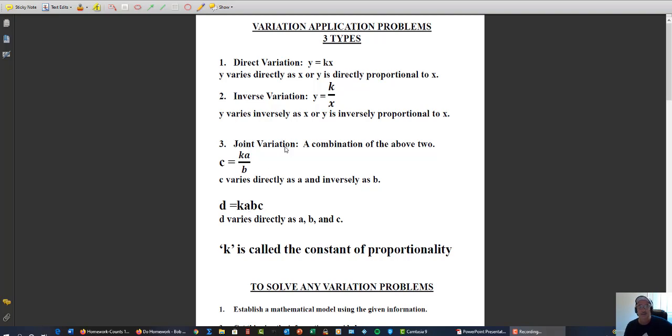Now, I noticed some of you said, Young, no matter what letters you've been talking about, there's always this K in here on this. Now, K is the thing that ties everything together, the most important part of it. It's called the constant of proportionality.